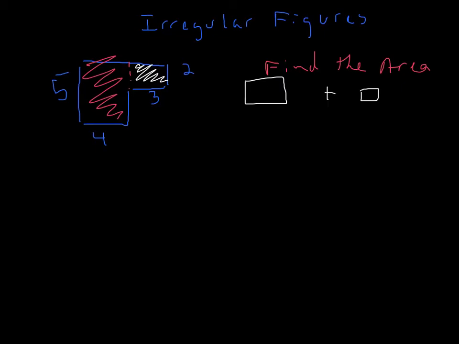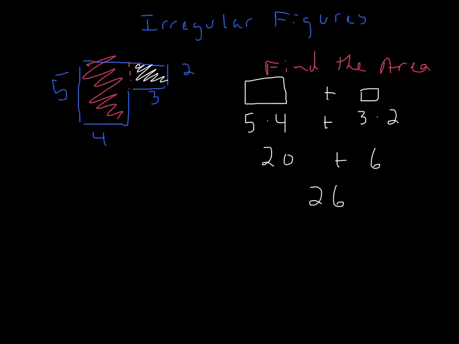To find the area of the bigger one, you do 5 times 4. Then we find the area of the smaller one, which is 3 times 2, and add those together. So the area of the big one, 5 times 4, is 20, and the area of the smaller one is 6. So the area of the whole thing is 26. It's just that simple.